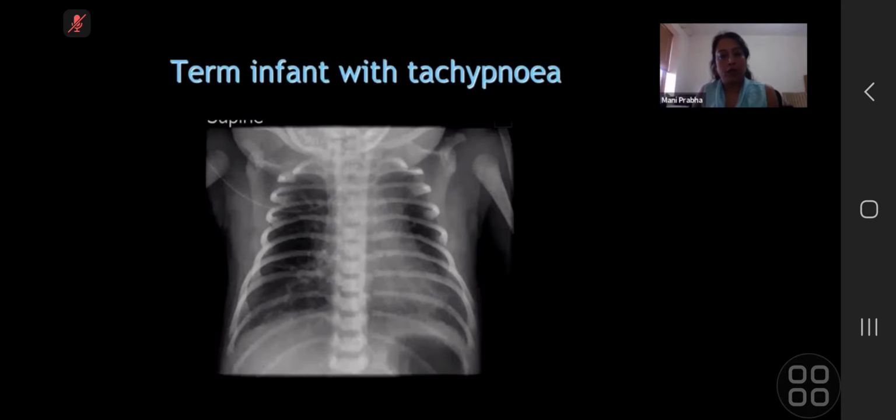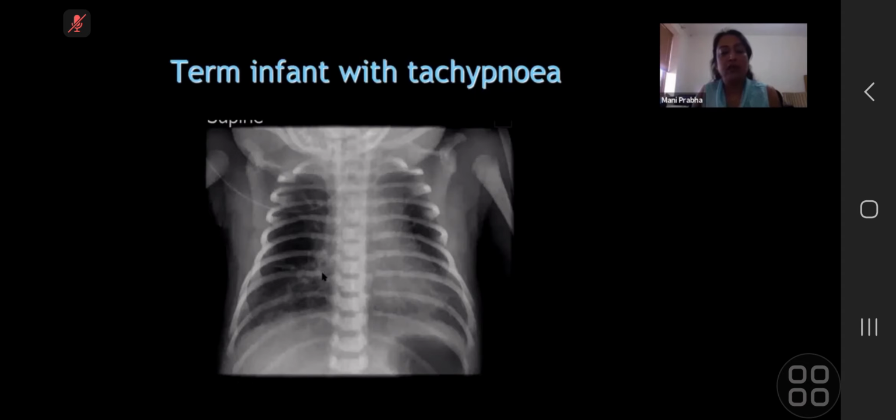Yeah, wonderful. So this was definitely a term infant. See, humeral epiphyses are not there. They may not be there at 38 weeks and 39 weeks. So it is a good way to describe that you don't see humeral epiphyses, but it is not guaranteed that it will be a preterm infant. This was definitely a term infant, and as you rightly said, the lungs are quite expanded and they show some streaky opacities. That's how we describe them.